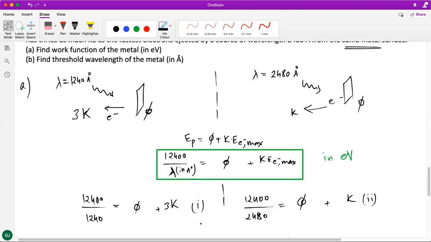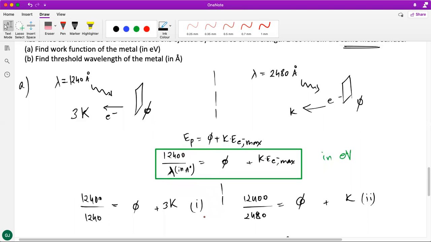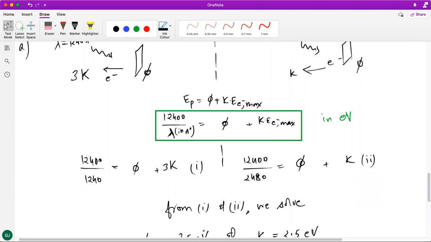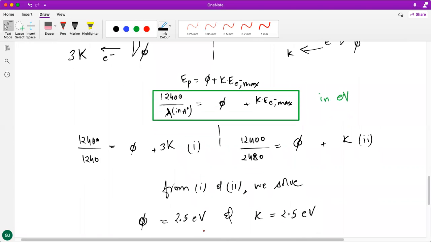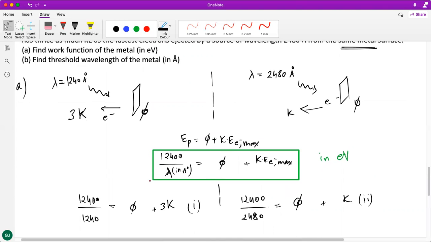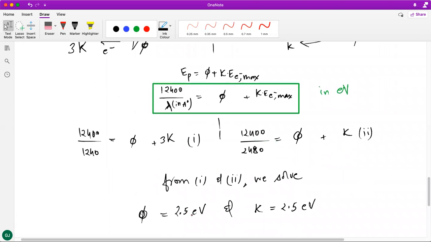So we substitute the values that are given over here and we form these two equations. Now, two linear equations and two variables. This is something which is pretty easy to solve. You can subtract or manipulate the equations or substitute and solve for phi and K. I'm not doing that right away. So I'm assuming that this much you know how to solve for. You get phi as 2.5 eV and kinetic energy as also 2.5 eV. So this was the part of the first question. What was the work function of the metal in eV? So we got the answer as phi is equal to 2.5 eV.